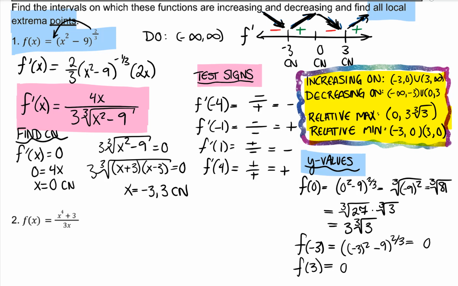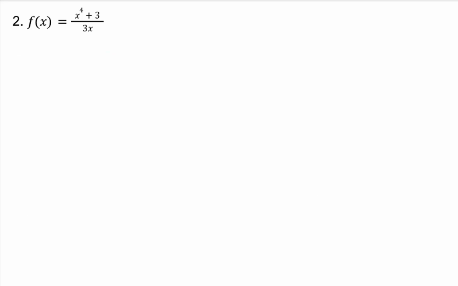Which gives us our answer for increasing and decreasing intervals and all relative extrema. First, we check for any domain restrictions. Look at this denominator. Whatever makes it 0 is a domain restriction, and 0 makes that denominator equal to 0. So 0 is a vertical asymptote. That makes our domain negative infinity to 0, 0 to infinity.